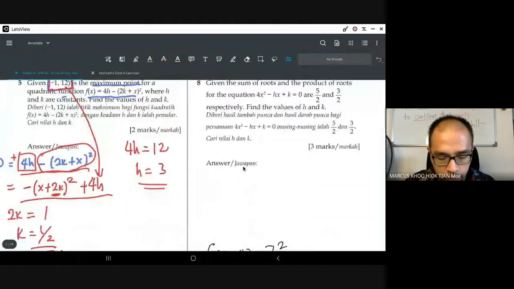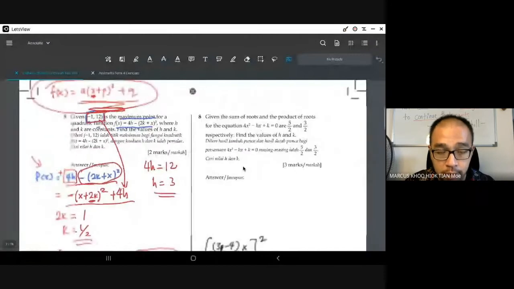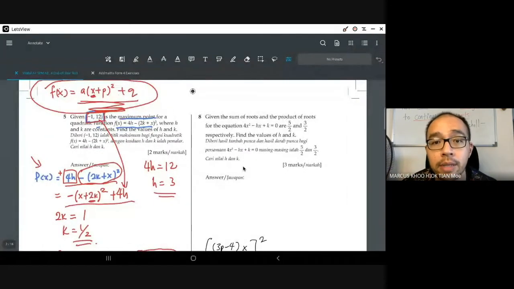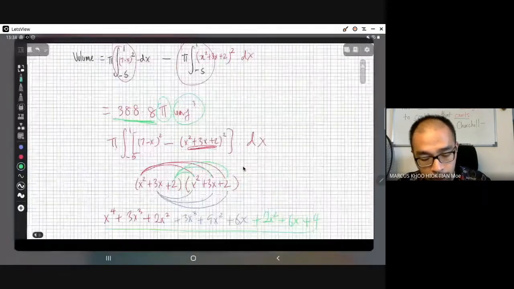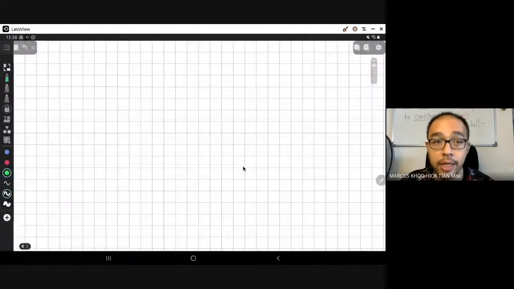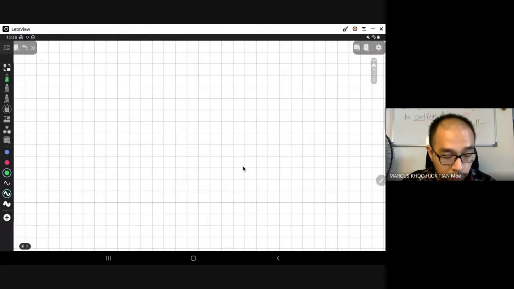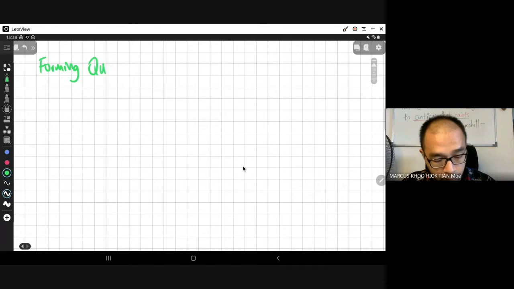Sambung, we want to talk about the more difficult questions yang berkaitan dengan quadratic equations, and let's start with question number 8, yang berkaitan dengan sum of roots and product of roots. Saya berpindah kepada ini untuk memberi sedikit nota. Forming, ini adalah membentuk. Forming quadratic equations.